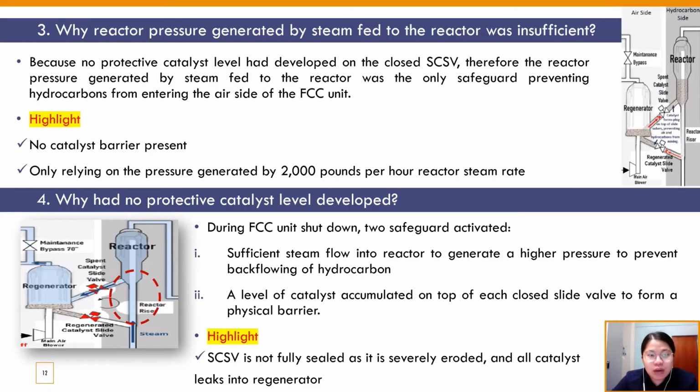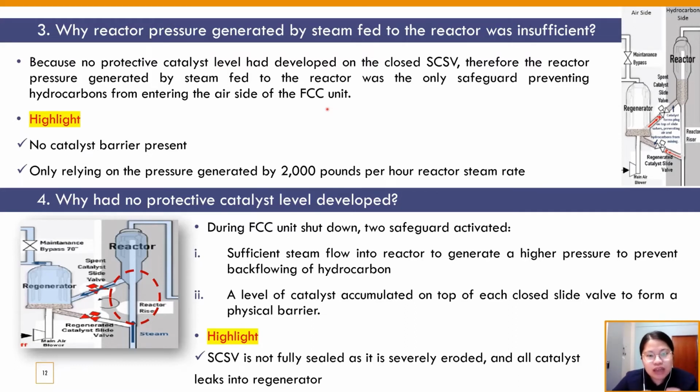This leads to another why: why was the reactor pressure generated by the steam feed to the reactor insufficient? How is it possible? During the incident, the valve that isolates the air side and the hydrocarbon side failed to maintain a level of catalyst on top of the valve. The catalyst barrier that forms in the reactor, we call it a plug, which can prevent the reactor process vapor from entering the regenerator. So the highlight I would like to mention here is that no catalyst barrier was present. And second, it was only relying on the pressure generated by 2000 pounds per hour of steam rate. Number 4, why had no protective catalyst level been developed?